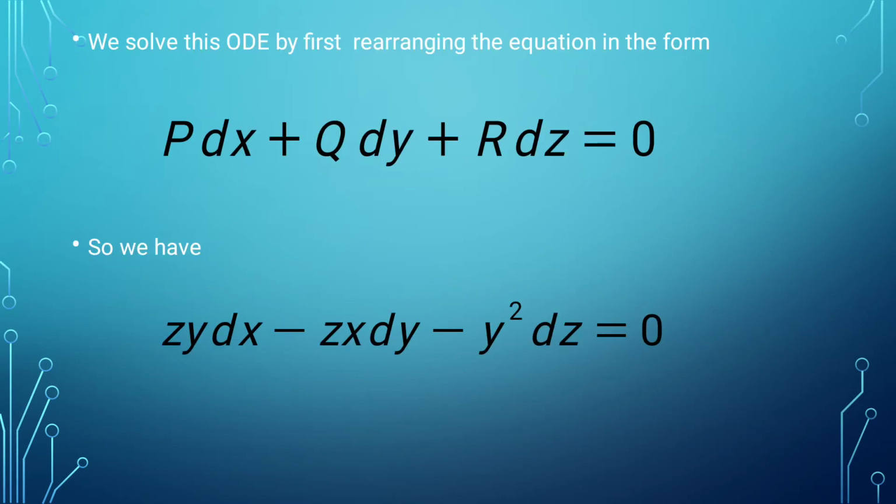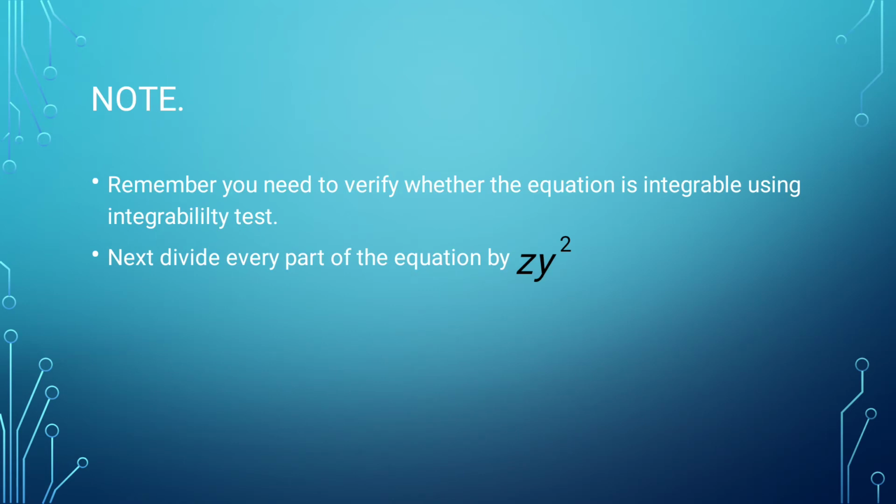Which is P dx plus Q dy plus R dz equal to 0. Now writing our equation in that form, we get zy dx minus zx dy minus y squared dz. If you have this, we need to remember something. Before you even go on with solving this kind of equation, you have to test whether it is integrable.